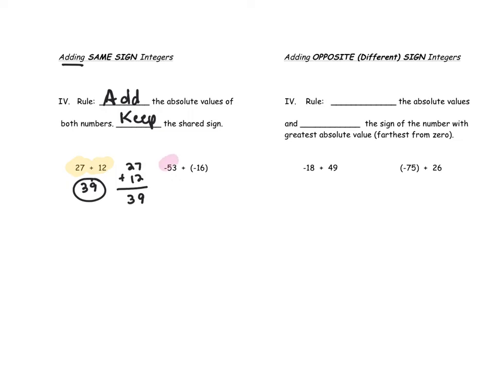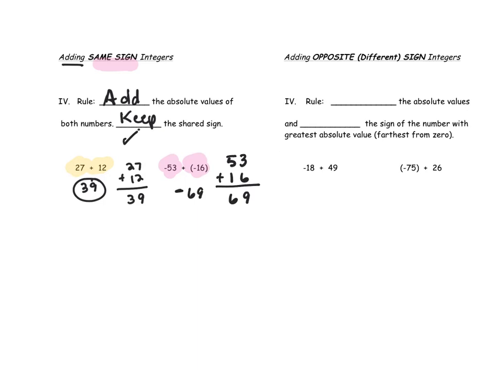Our next numbers are both negative. So again, because of the same sign, we are going to add their absolute values. So the absolute value of negative 53 would be positive 53. And the absolute value of negative 16 would be positive 16. And we're just going to add those. We're going to get 69. And what this means now is my value is 69. However, they're both negative, so I have to keep the sign, so it's negative.